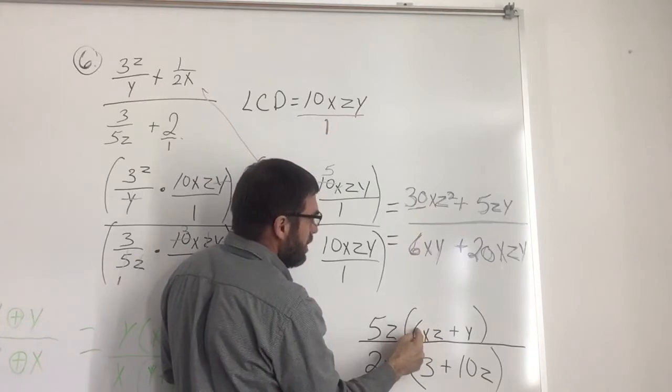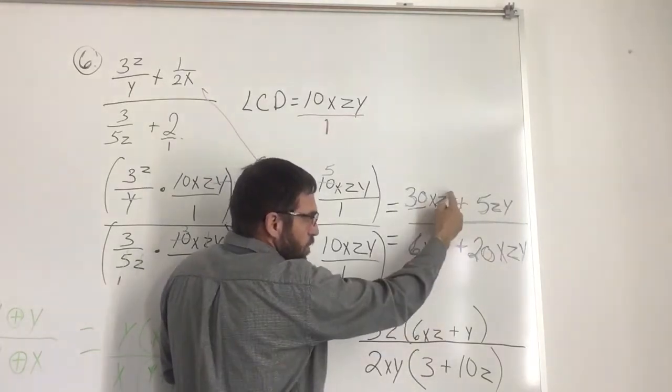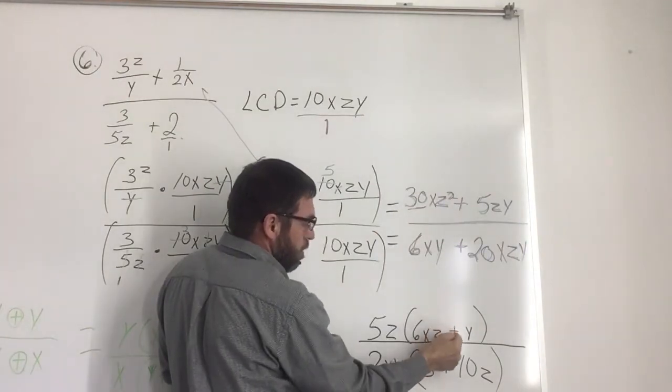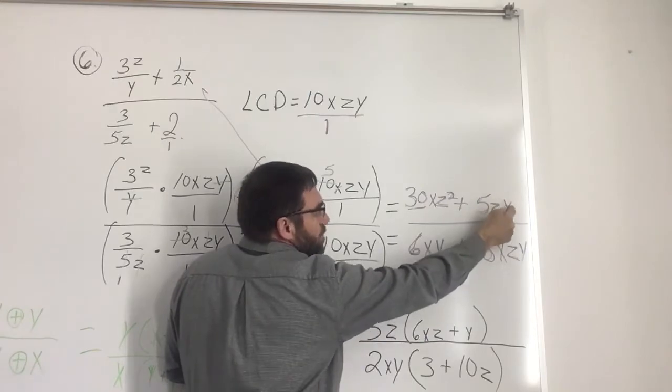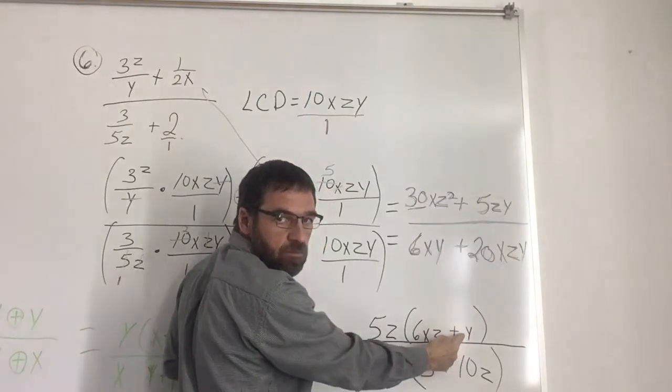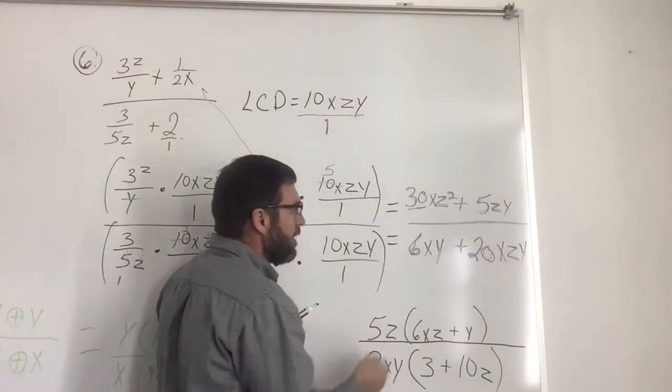So that means 6xz. You see I pulled the z, 1z out of here. And then I had plus, I had pulled a 5z. The only thing that was left here was a y. Plus y. So, makes sense? It should. Now I'm doing the same thing.